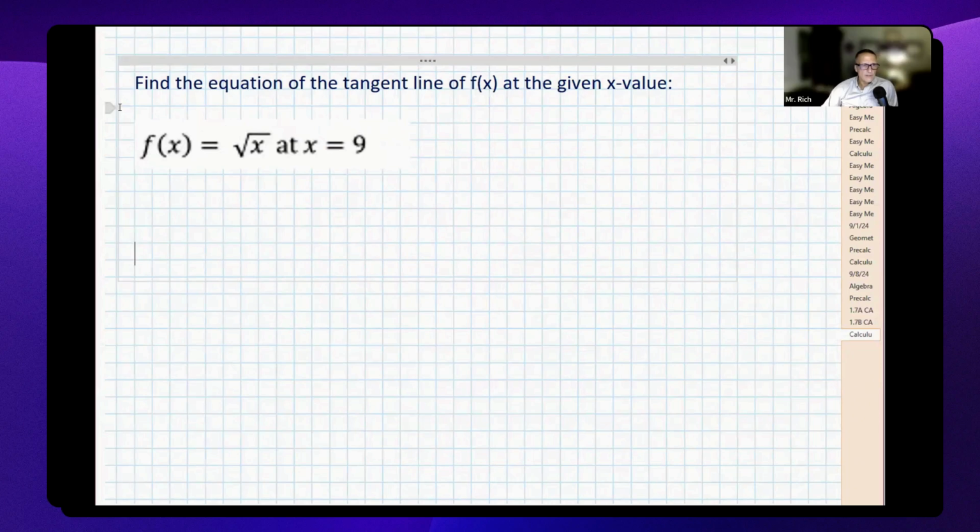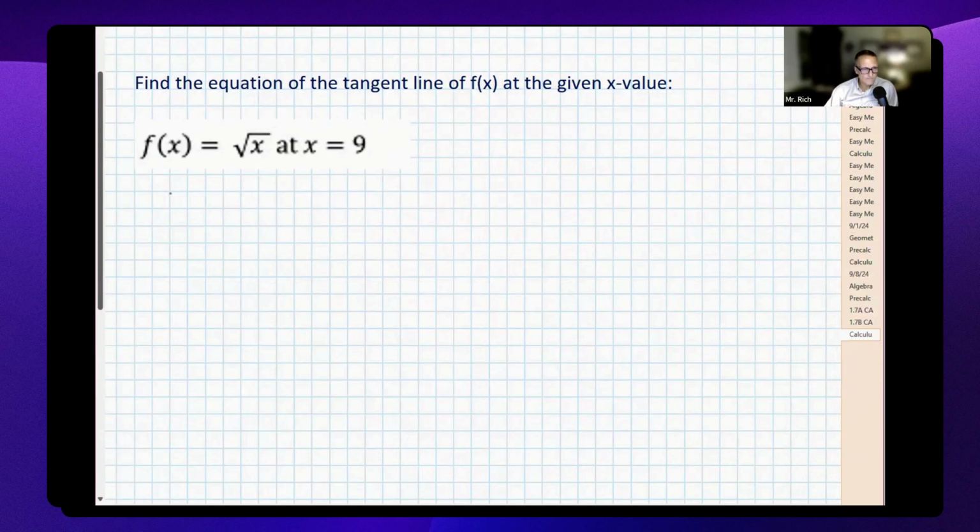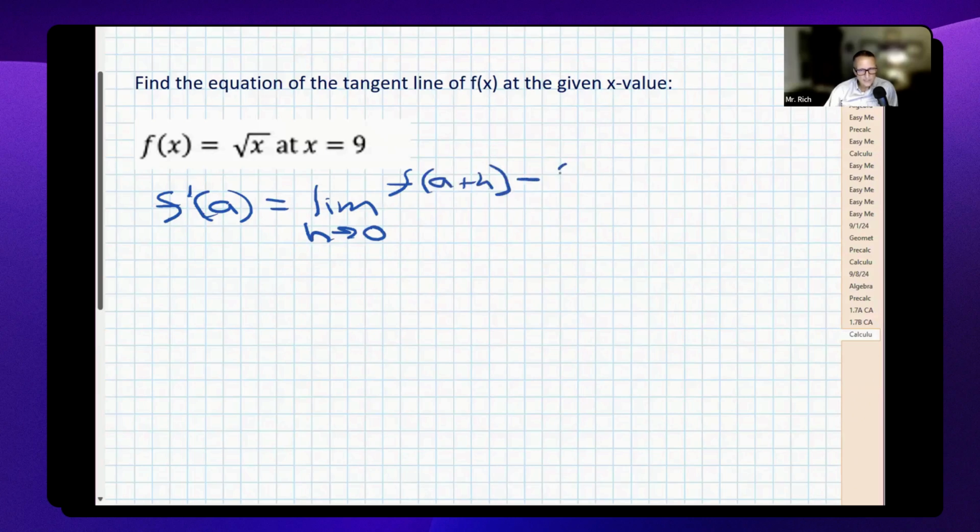What you learned in the last couple weeks in AP Calc was the definition of a derivative of a function. In other words, we learned that f prime of a, which is the derivative of function f, is expressed by this limit: the limit as h goes to 0 of f of a plus h minus f of a, all over h.